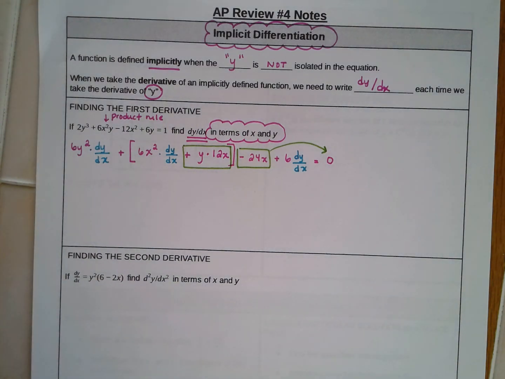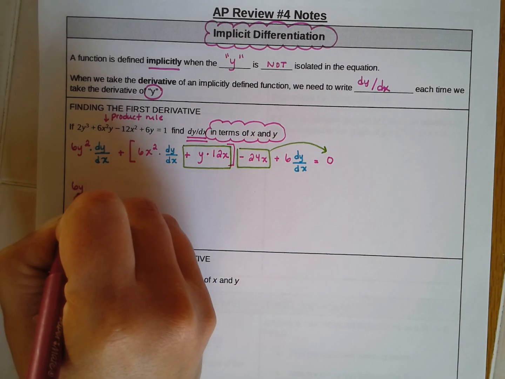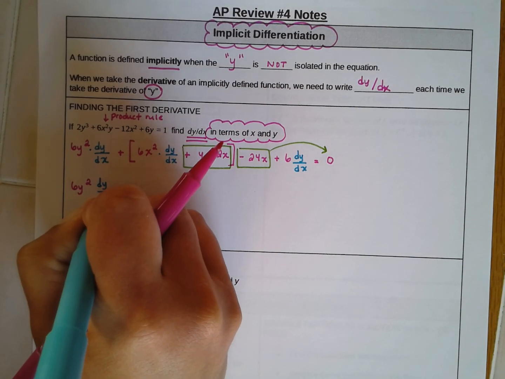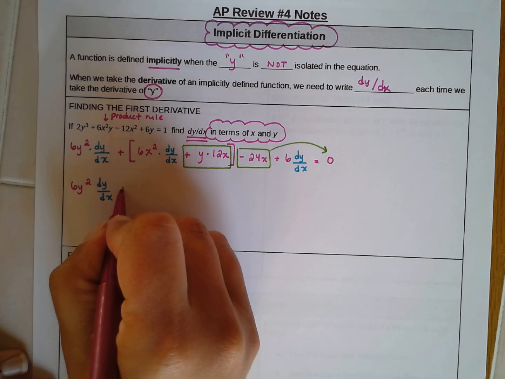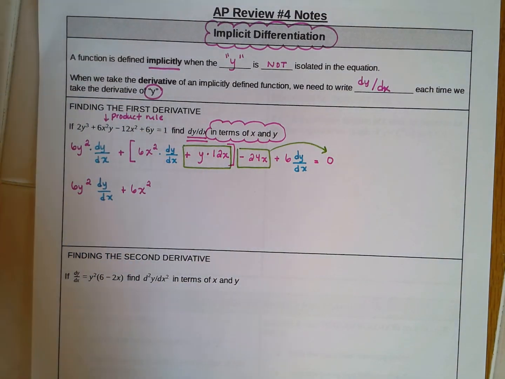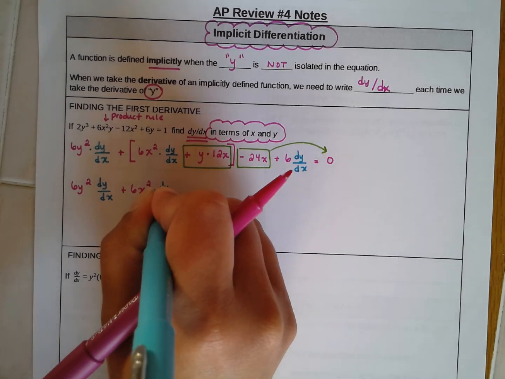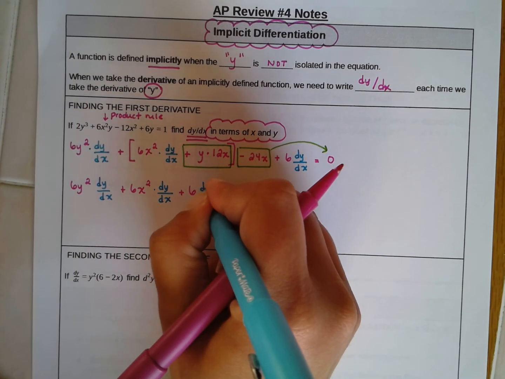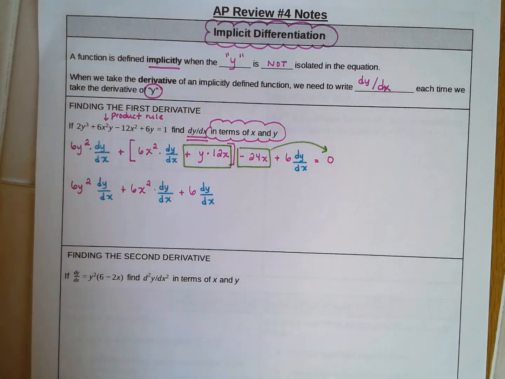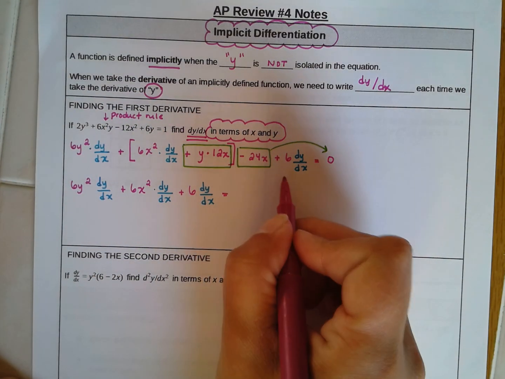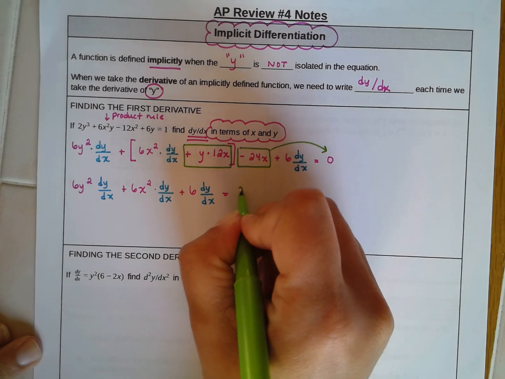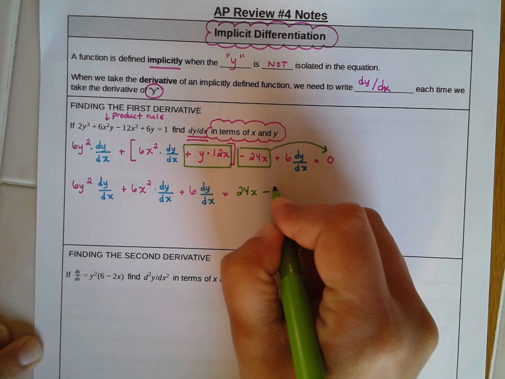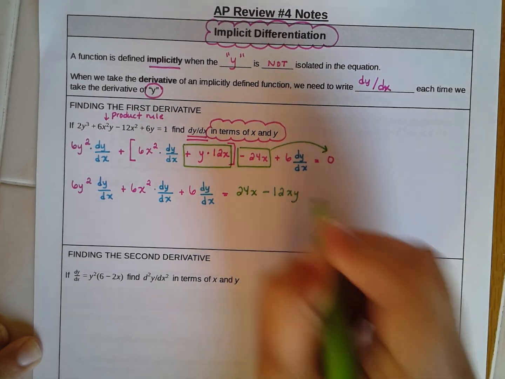Now what that means is that the 6y squared times dy over dx is staying on the left side, plus the 6x squared times dy over dx is staying on the left side, plus the 6 times dy over dx is staying on the left side. Now on the right side, if I add the 24x, then I'm going to have positive 24x. And if I subtract the y times 12x, I'm going to write that as 12xy.